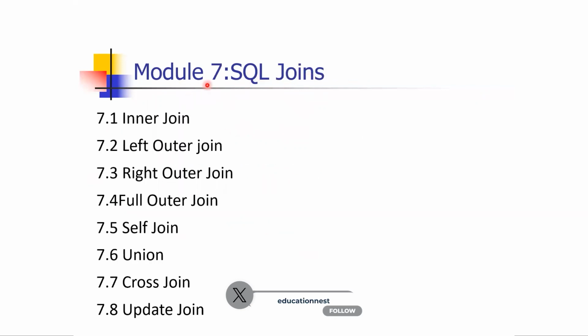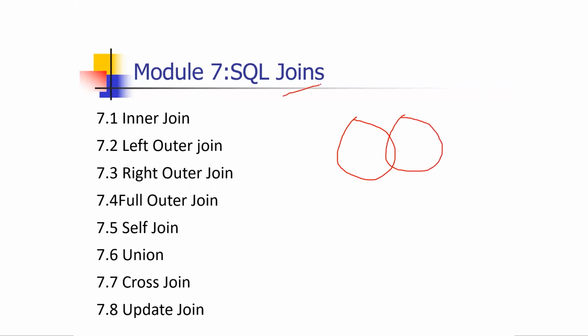Now, module 7 is with SQL joins. You know joins? Join means suppose this is a table A and this is table B. We are joining both tables. That is called join. Simple. We are joining this. This is called inner join. Left outer join means the whole left. Right outer join means whole right. Full outer means full everything. Self join, union, cross join, everything means what is the relations between.